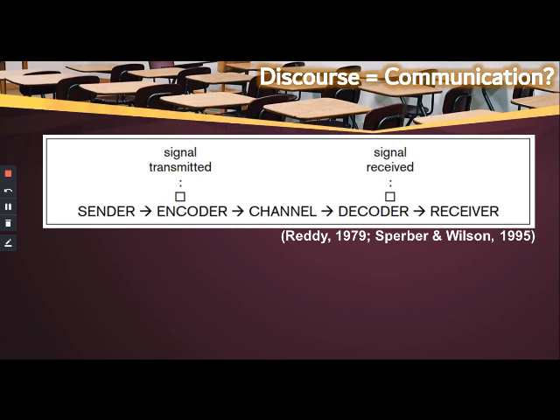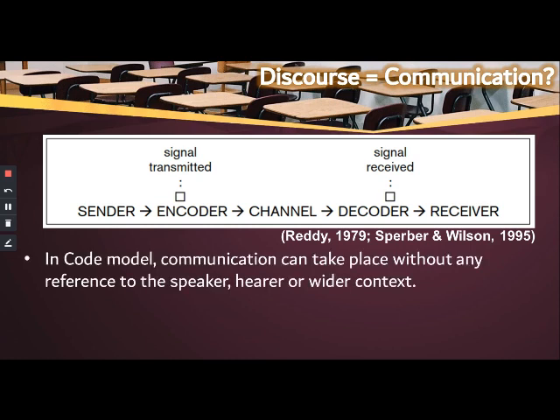Jadi this is actually a linear process of communication, simple, like in line, because there's no context in this theory. Cuman kalau kita lihat lebih detail, okay, this code model is actually lack of the context of communication karena dia tidak mempertimbangkan who the speaker is, who the hearer is, and also what the context is.